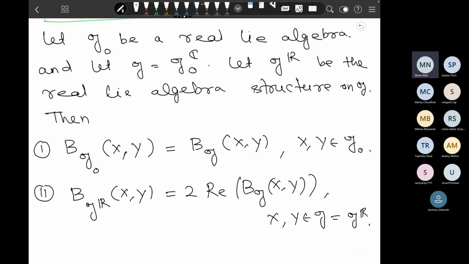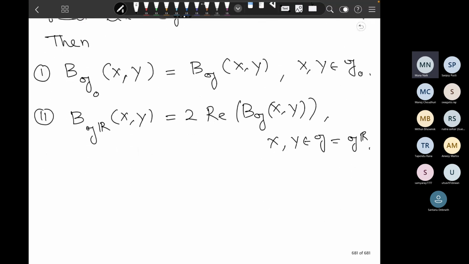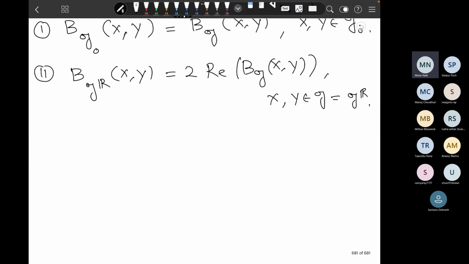So this is my proposition. Let G naught be a real algebra. Let G be the complexification of G naught, and let G_R be the real algebra structure of G. Then first, B_G naught(X, Y) is equal to B_G(X, Y) for all X, Y belonging to G naught. Second, B_GR(X, Y) is equal to the real part of B_G(X, Y). Proof.